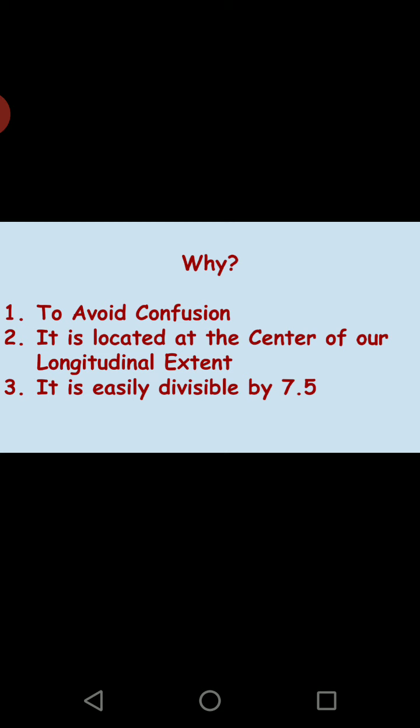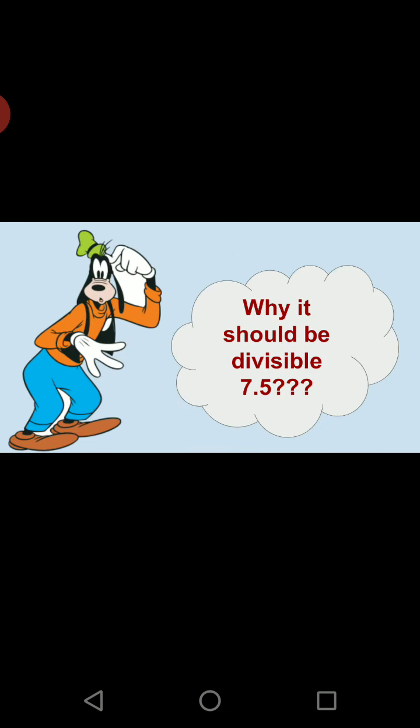Moreover, why have we selected 82 degrees 30 minutes east only? Because it is almost located at the center of our longitudinal extent. If we take our longitudinal extent from Gujarat to Arunachal Pradesh, it is more or less in the center, so the time differences will not be large. Moreover, it is easily divisible by 7.5. Now obviously the question comes, why should it be divisible by 7.5?